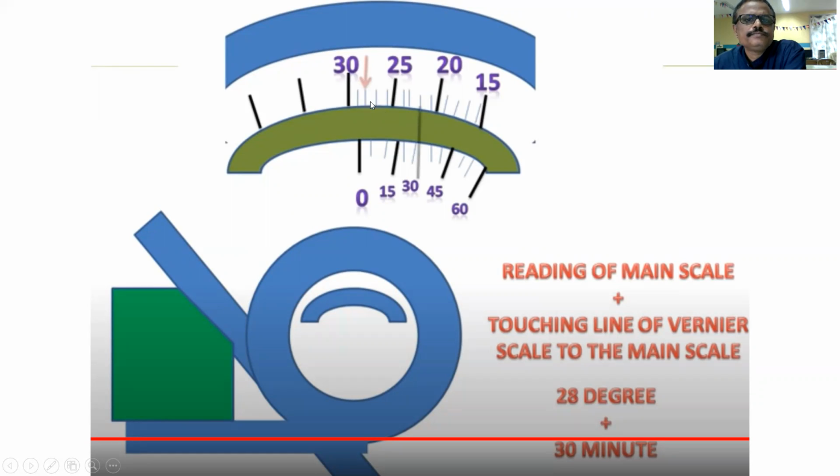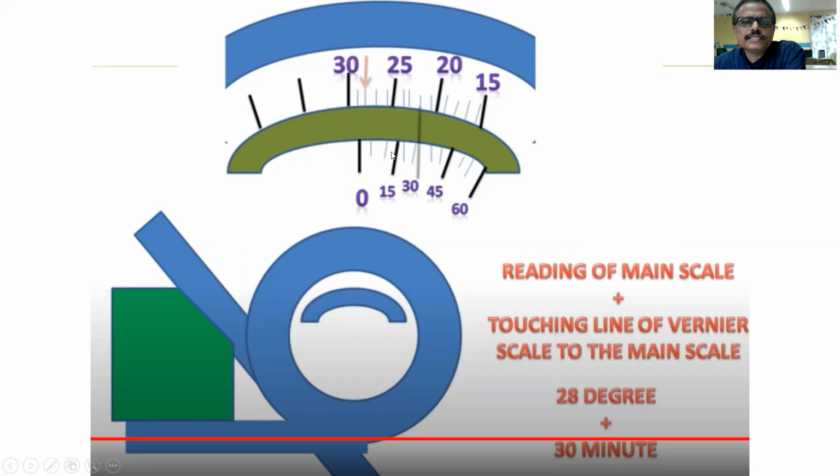So you can see here one example we are showing. This is 25 degree, 26, 27, 28. It is showing 28 degrees here. Then how to read it? Reading of the main scale, that is 28 degrees in this case. Then the touching line of the vernier scale to the main scale. What is this touching line of vernier to the main scale? It is nothing but the coinciding vernier division.